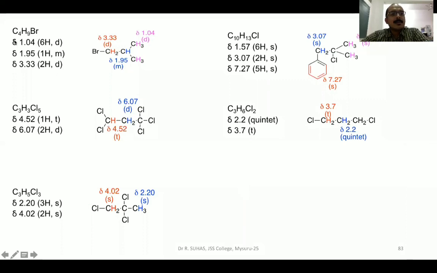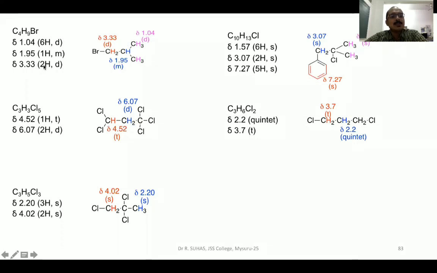Next problem, C4H9Br. The DBE for this is 0. That is, there is no unsaturation in this compound. And we will see doublet and multiplet. It indicates the presence of an isopropyl group. This is the isopropyl group, multiplet and doublet.